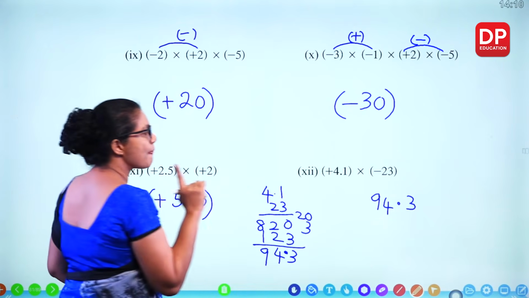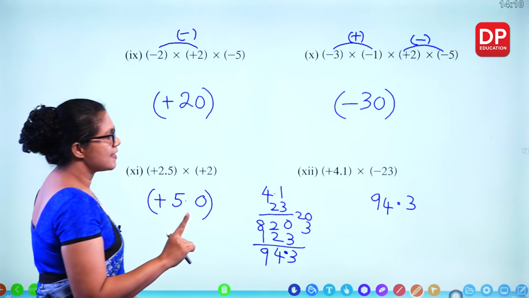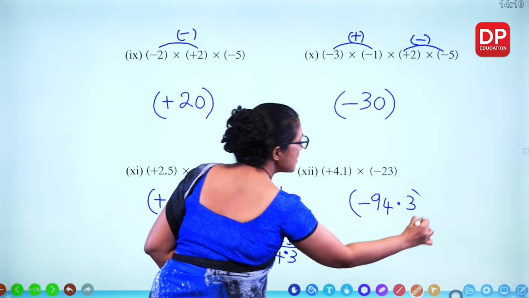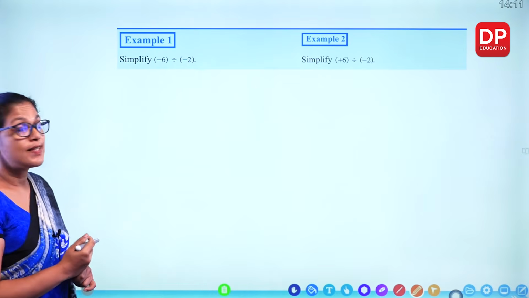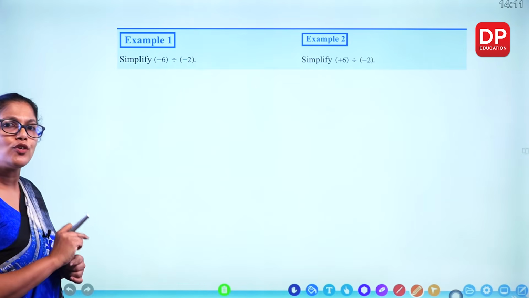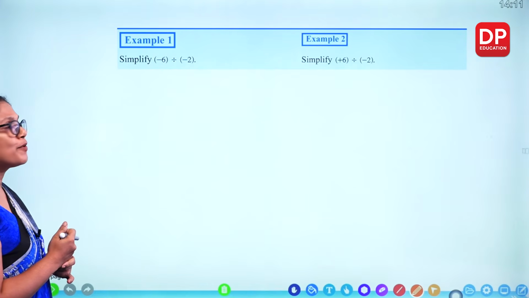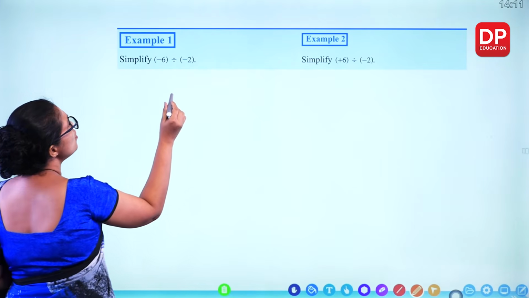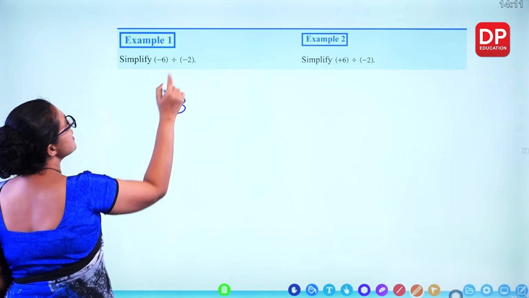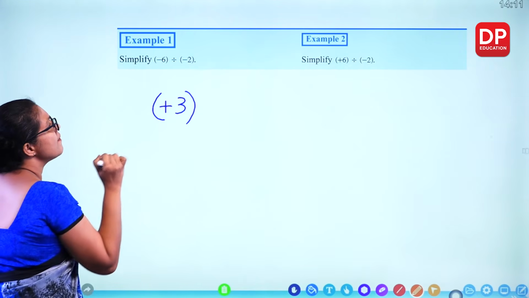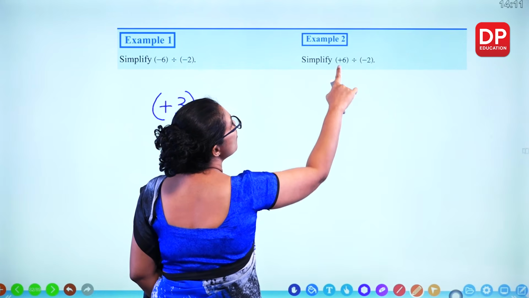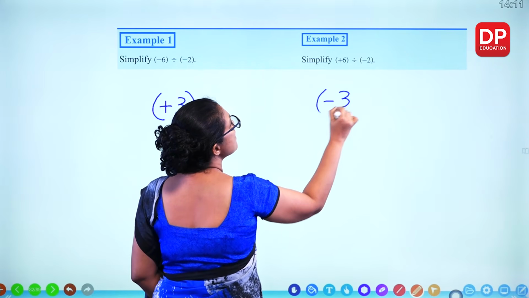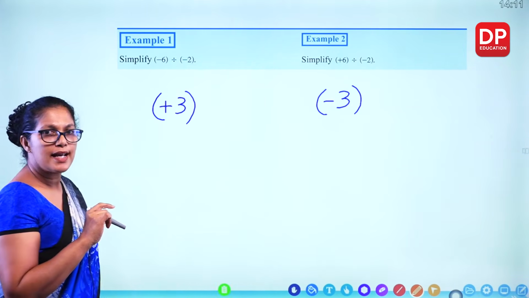Now, 1 is positive, 1 is negative means the answer is negative. Example number 1. Now, it's division. Same thing, you divide and finally you can put the sign. 6 divided by 2, you get 3. Both negative, you get positive 3. 6 and 2 division, you get 3. 1 is positive, 1 is negative. Answer is negative.